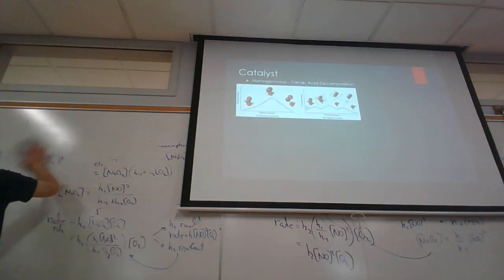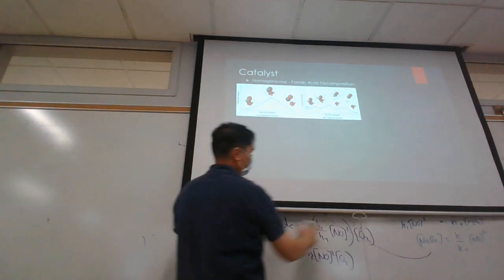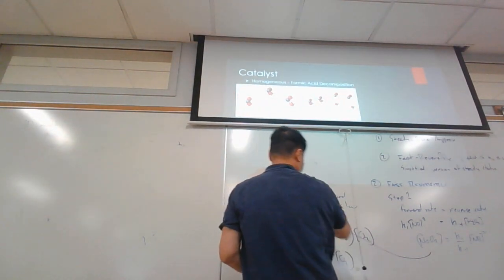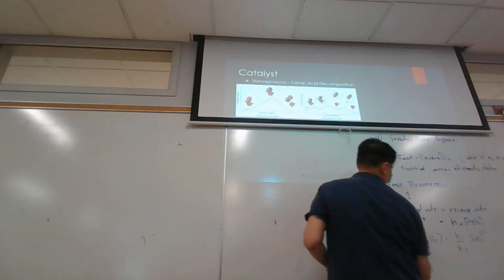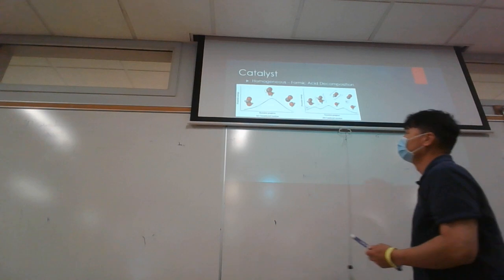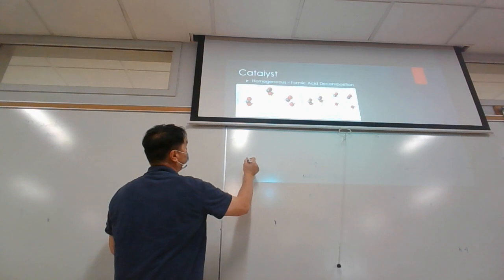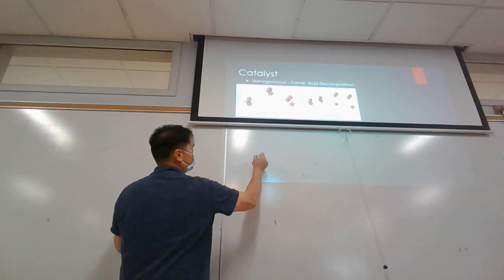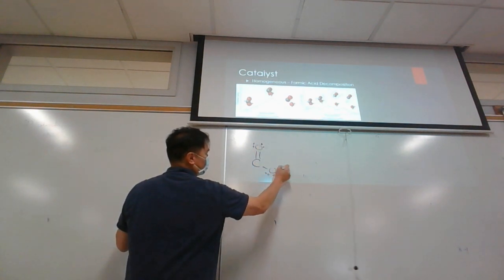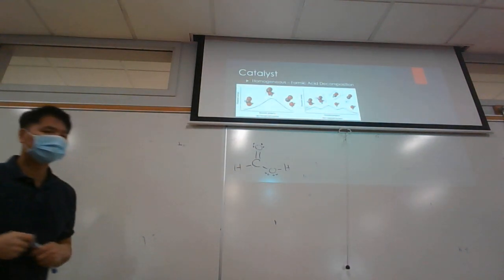Mechanistically, we're going to see that there's a big difference in energy between the catalyzed reaction and the uncatalyzed reaction in terms of activation energies. So in the uncatalyzed reaction, let's take a look here at formic acid. Formic acid has this structure. Formic acid is the simplest of all the carboxylic acids.